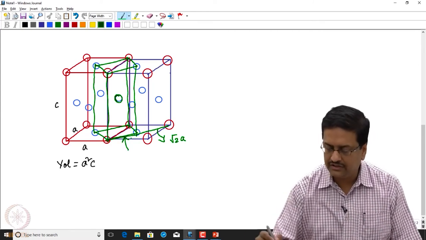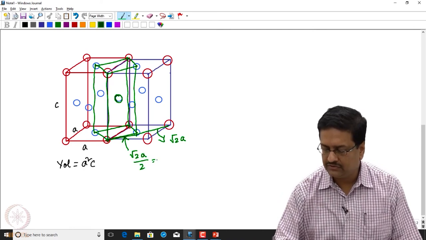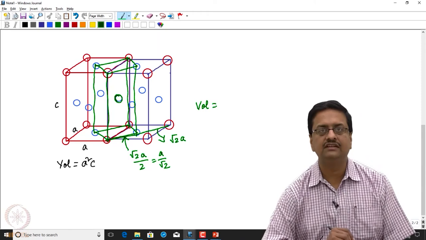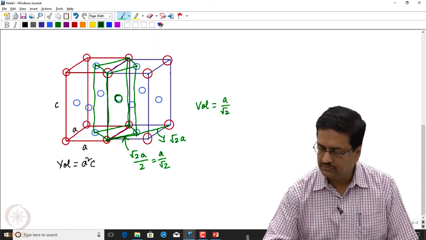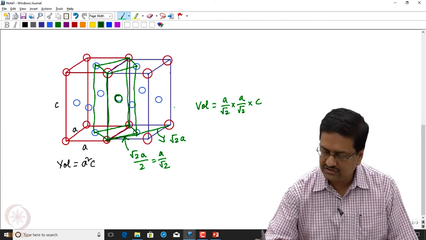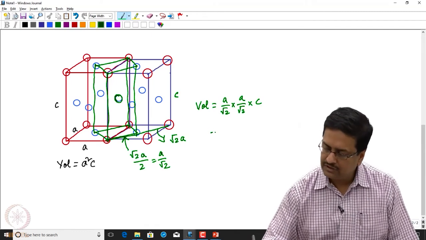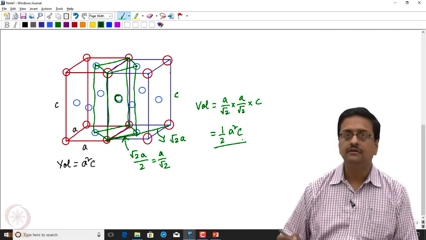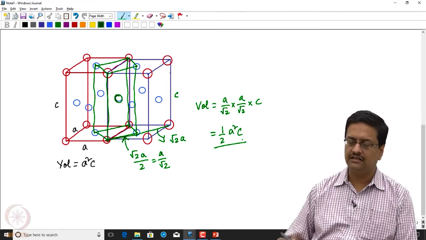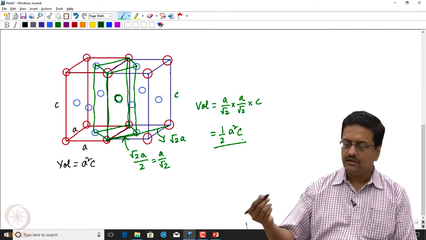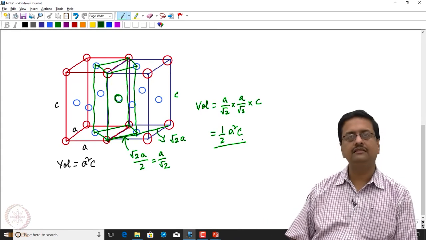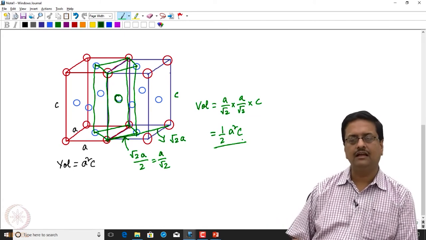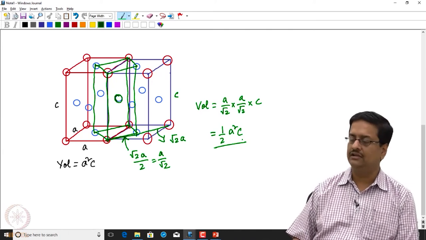So, the edge length that we have here is root 2 a by 2, which is a by root 2. So, the corresponding volume of this green lattice is a by root 2 into a by root 2 into c because the height has not changed. So, what we have is half a square c. So, the volume of this green lattice is half that of the original red lattice which we had drawn at the beginning. So, to explain this three-dimensional figure which we have drawn as face-centered tetragonal lattice, it can be described as a body-centered lattice having half volume.